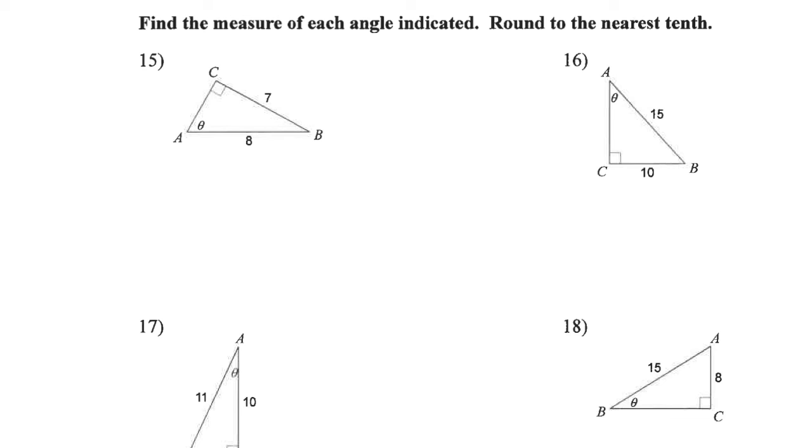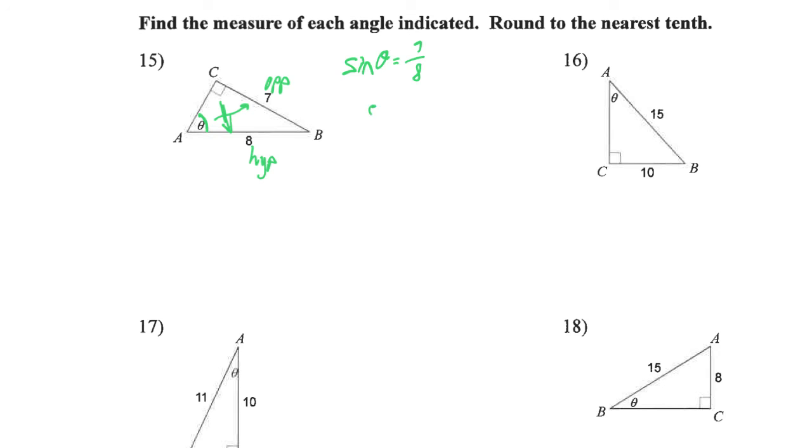Okay, then the last group we're looking for the angles instead of looking for a side. The process is the same though. Okay, here's our angle that we're looking for. 7 is across from it, so it's the opposite. 8 is the hypotenuse, because it's across from the right angle. So the one that uses the opposite and the hypotenuse is the sine. So we have sine of the angle equals the opposite over the hypotenuse.